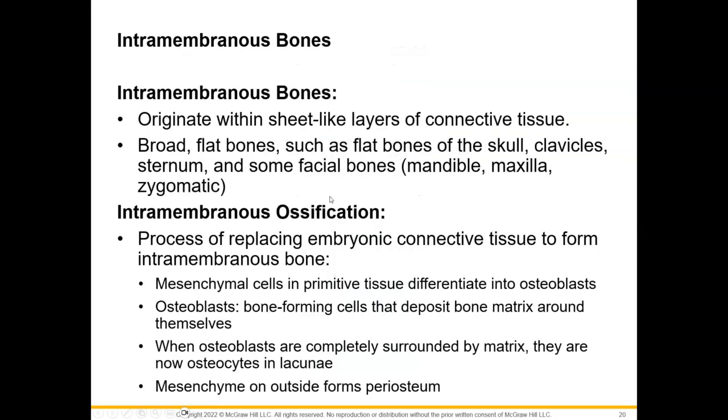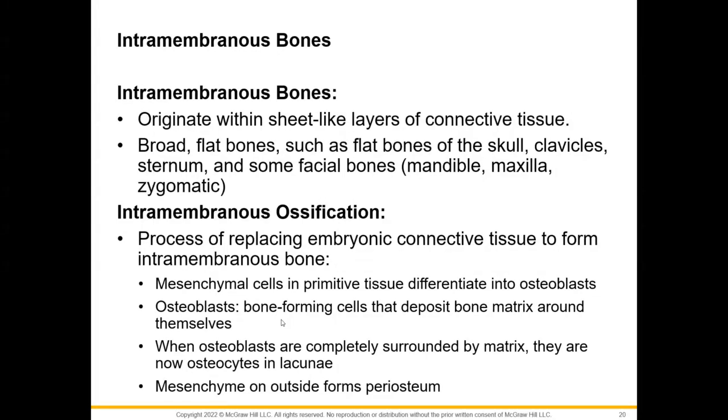Intramembranous bones originate within sheet-like layers of connective tissue. We're talking about broad, flat bones like the skull, clavicles, and sternum, and some of the facial bones like the mandible, the maxilla, and the zygomatic bone. Intramembranous ossification is the replacement of embryonic connective tissue to form these bones. The mesenchymal cells in the primitive tissues differentiate into osteoblasts, the bone-forming cells.